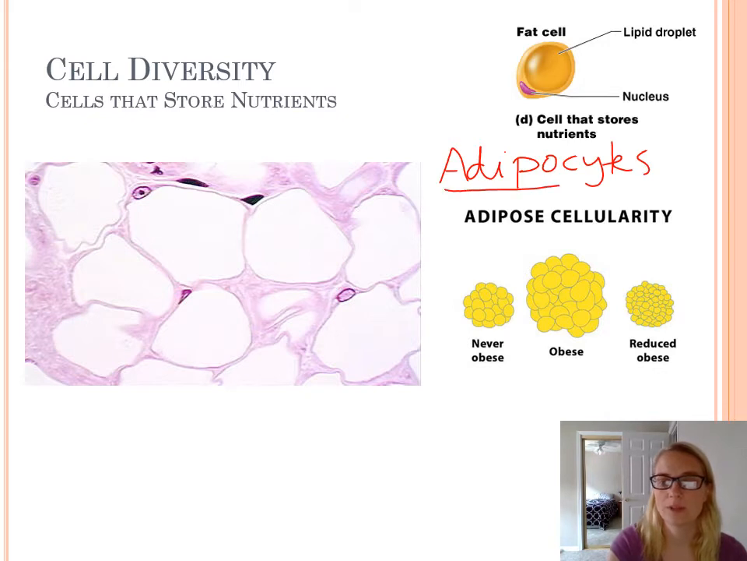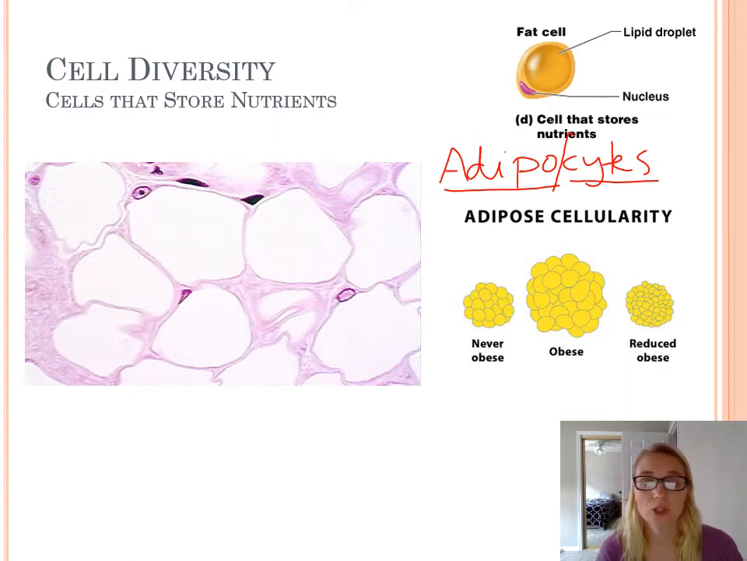Right, so adipose means fat and cyte means cell. So these are fat storing cells, and there's nothing much to them except a big lipid droplet, and the nucleus and the organelles and everything else is squished off to the side. Adipose tissue is a type of connective tissue, but it's specialized to store fat.